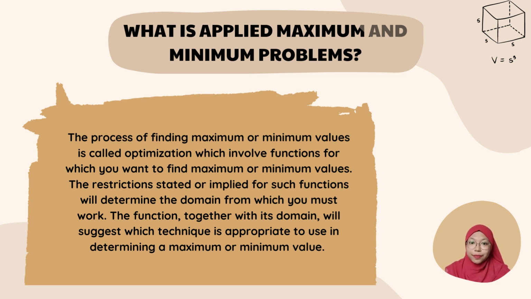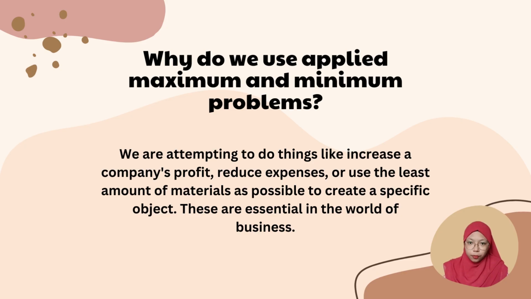What are applied maximum and minimum problems? The process of finding maximum or minimum values is called optimization, which involves a function for which you want to find maximum or minimum values. The restrictions stated or implied for such a function will determine the domain from which you must work. The function, together with its domain, will suggest which technique is appropriate to use in determining a maximum or minimum value.